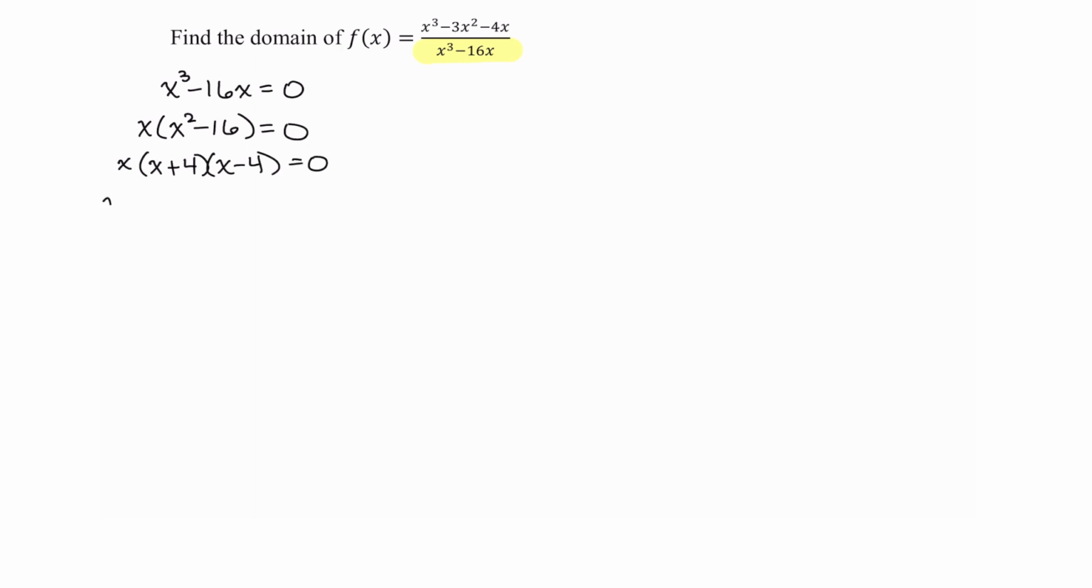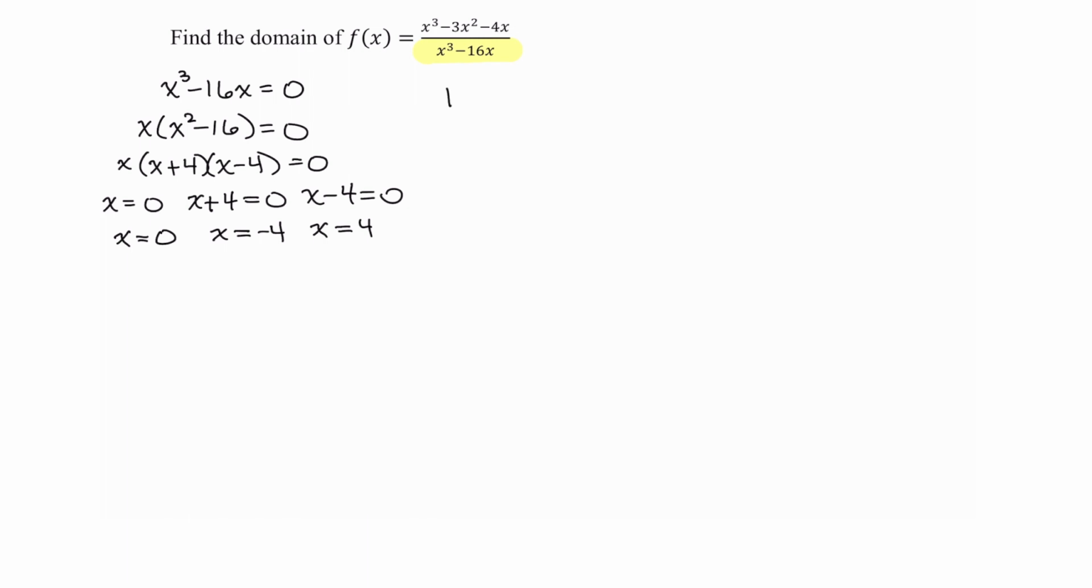and then set each factor equal to 0, and solve each equation for x. So x equals 0, x equals negative 4, x equals positive 4. So those are the values that we cannot include in our domain.